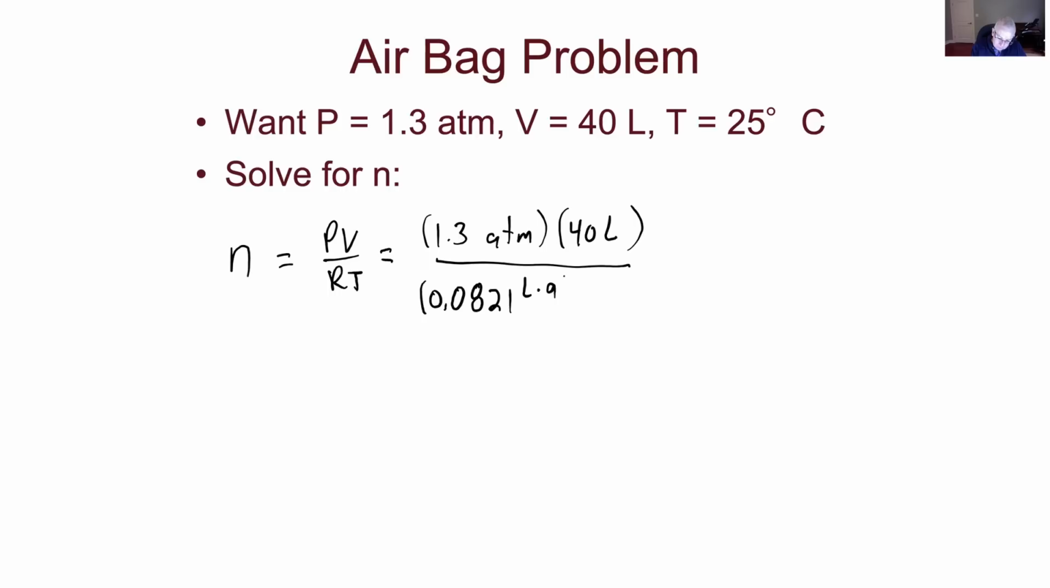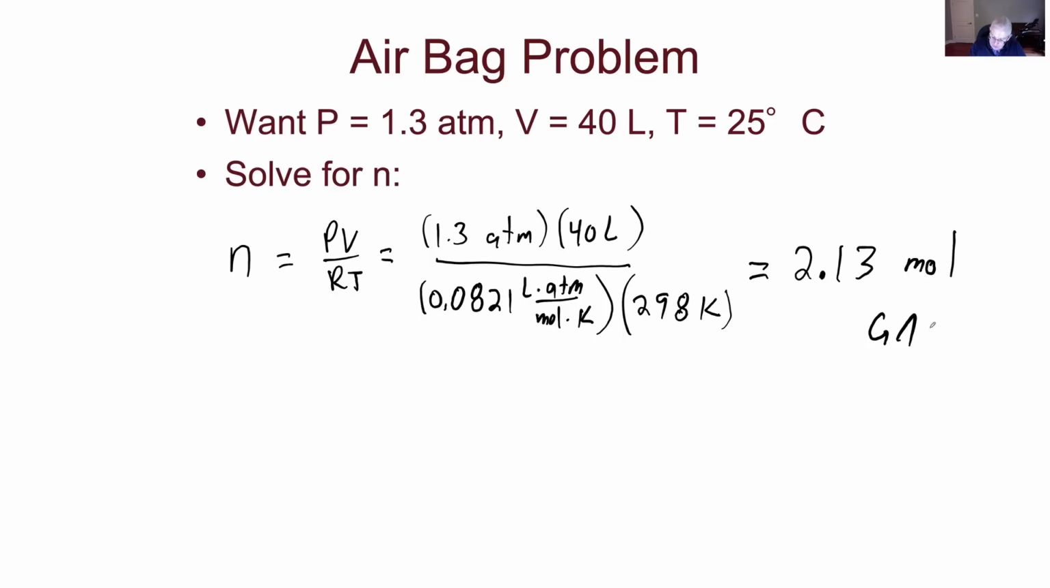Liters, atmospheres, moles, and Kelvin. My temperature, again, converting 25°C to 298 K. I put that in there, and that says I need 2.1 moles. And that's how many moles of gas I need, because how did I calculate my moles? I used the ideal gas law, right? So that's the number of moles of gas it's going to take to blow up my airbag, okay?